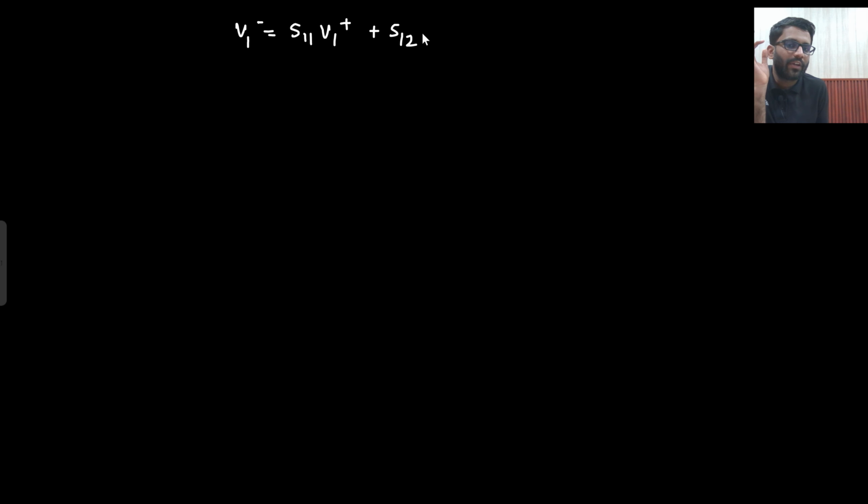Like a lot of students don't even write the definition and they keep on solving the problem that S11 is equal to V1 minus upon V1 plus when V2 plus is equal to 0. No, first write the definition. Things will come to you once you write the definition. S21 V1 plus, S22 V2 plus. Okay. So this is your V1 minus and V2 minus.